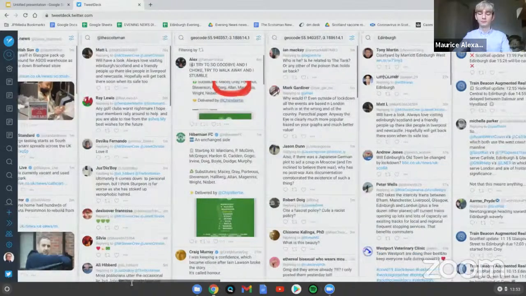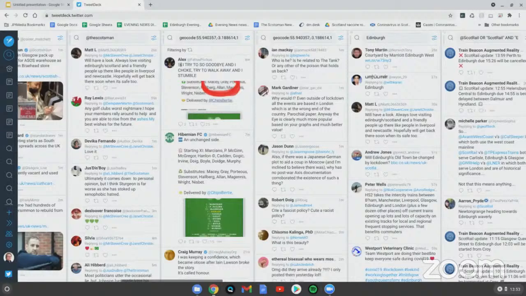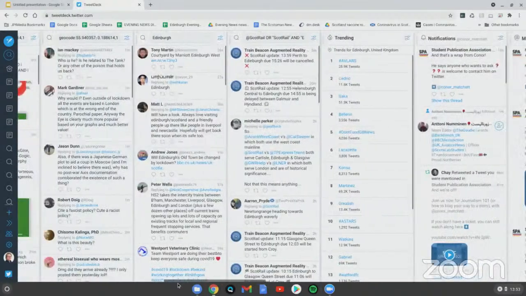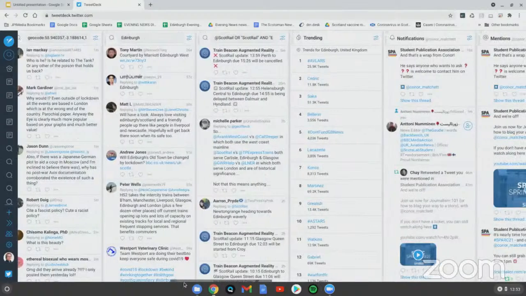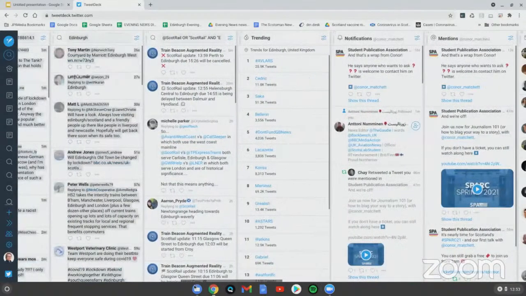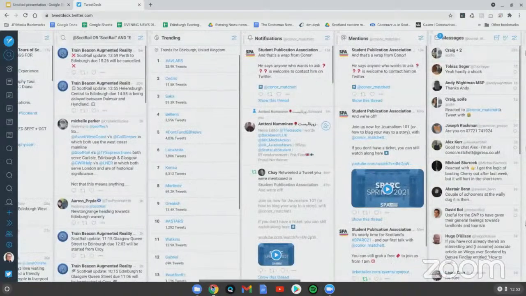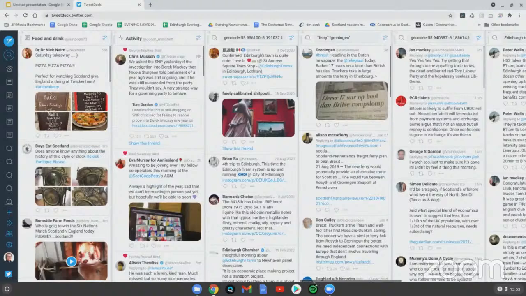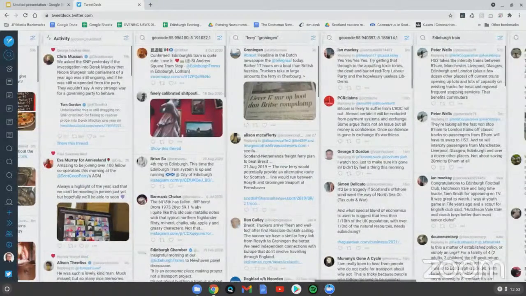The geocode ones are the geographical searches. Again, that's just a basic word search for Edinburgh, just in case stuff comes up. ScotRail, back in the days of having to do train stuff, notifications, messages, and so on. Food and drink, activity, which can be handy if you follow politicians who like things accidentally that you might not think that people can see.